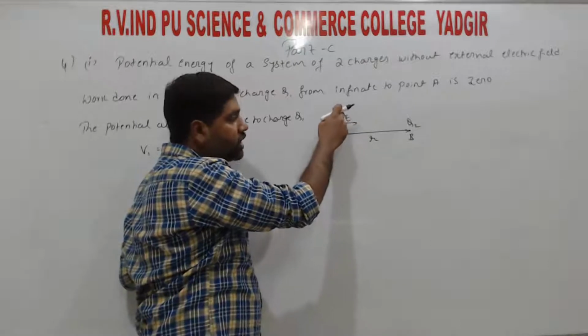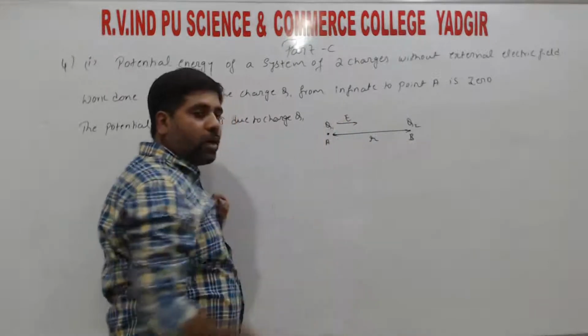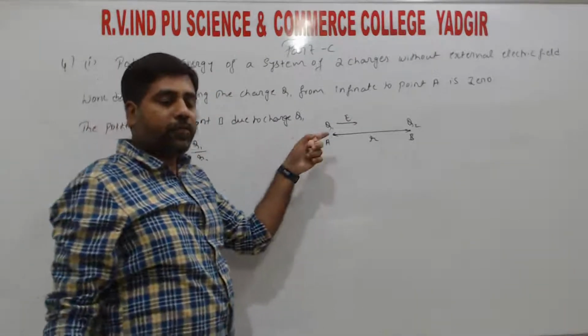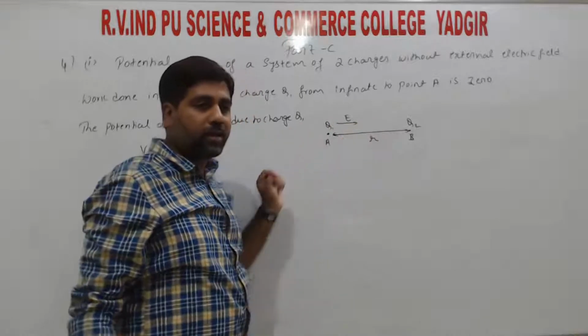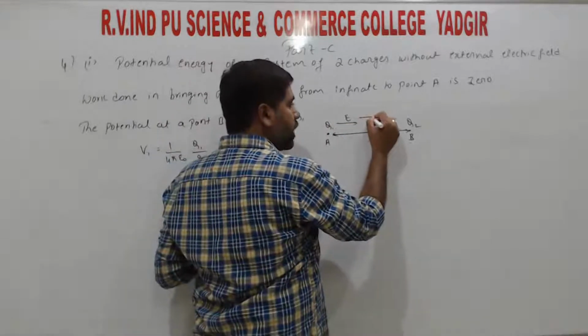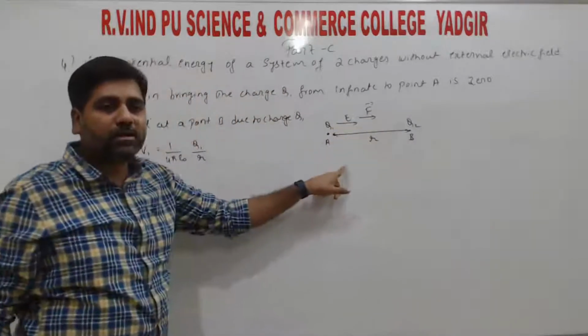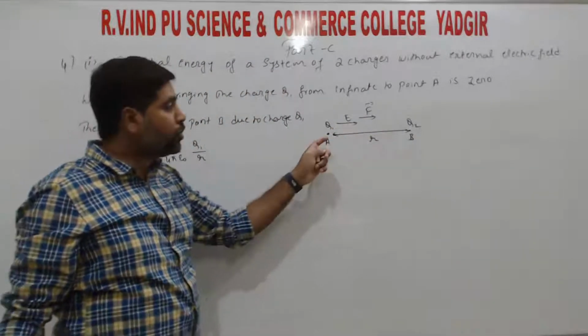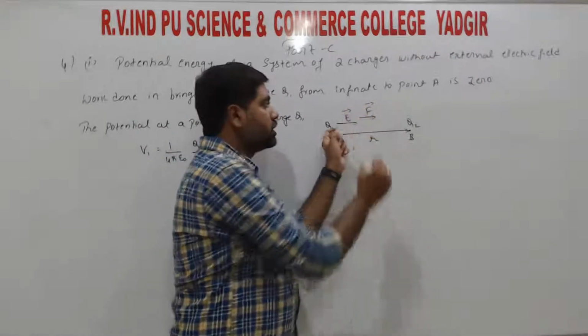So force direction and electric field direction both are the same, right? So force acts in the direction of the electric field. Whichever direction the electric field is in, the force is acting in that direction, right? So force is also acting in this direction. This is not necessary in the exam, but I am telling it here for understanding purposes, right? So force and electric field both are vectors, both are acting in the same direction.